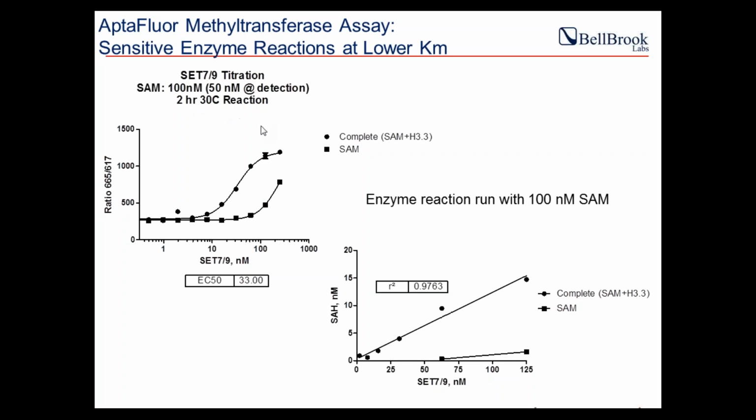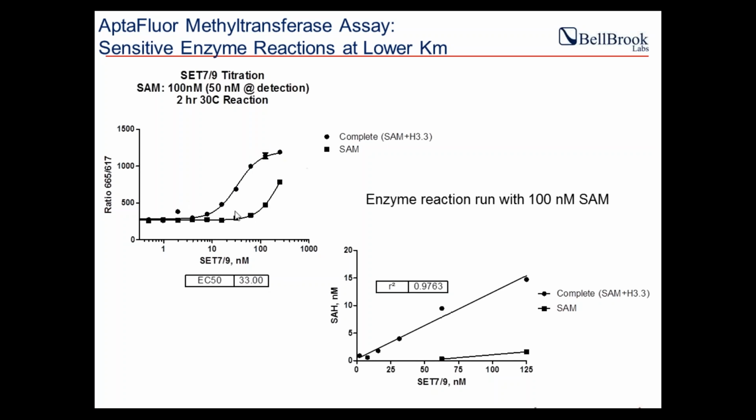So here, this is SET7/9 enzyme, and we got the enzyme from Reaction Biology. The substrate that was used is histone protein, H3 full-length protein. And the SAM concentration was 100 nanomolar in the enzyme reaction, so 50 nanomolar at detection. So you can see that I ran the reaction for 2 hours at 30 degrees Celsius. I could have run longer to get a better EC50, but this just gives you an idea that you can really go lower in SAM concentration and still get a good assay window.